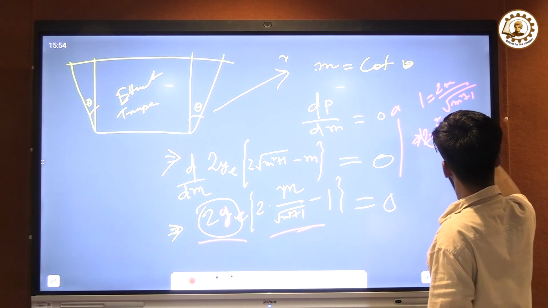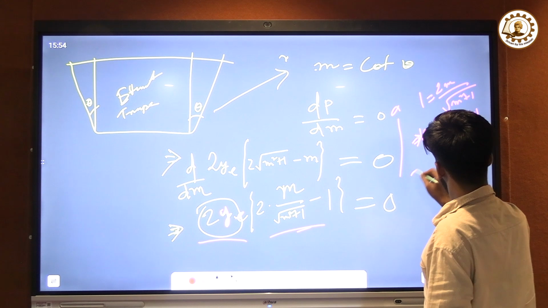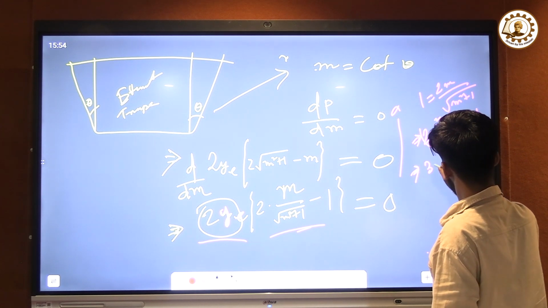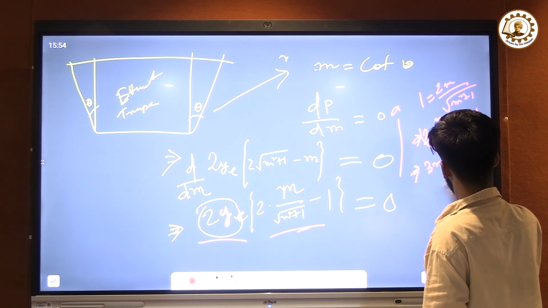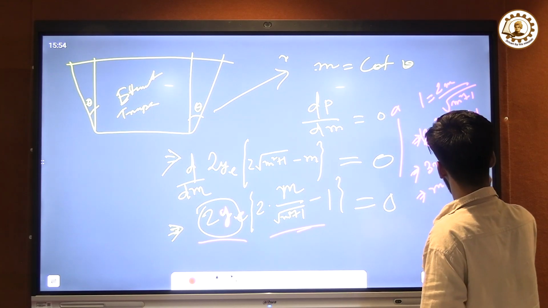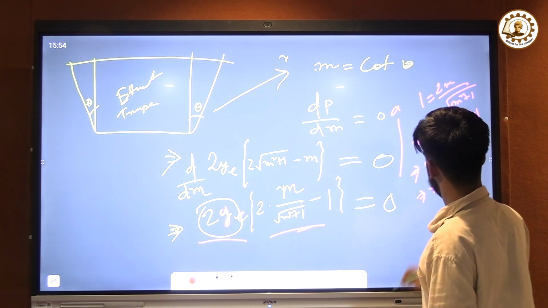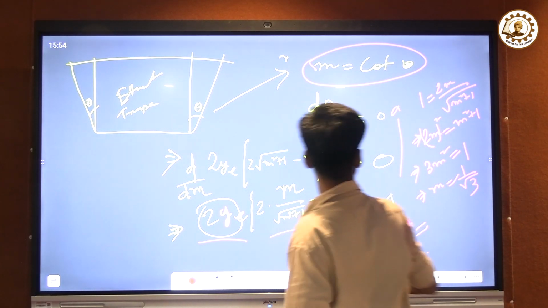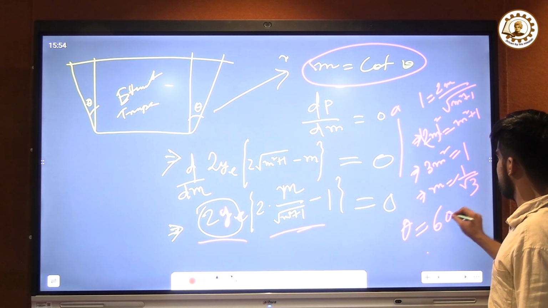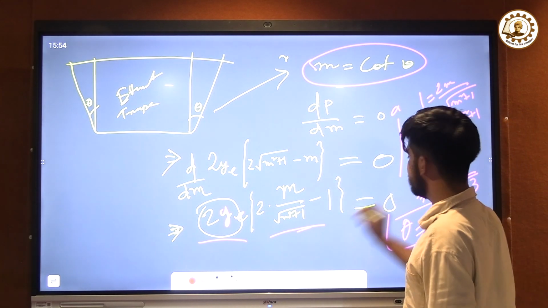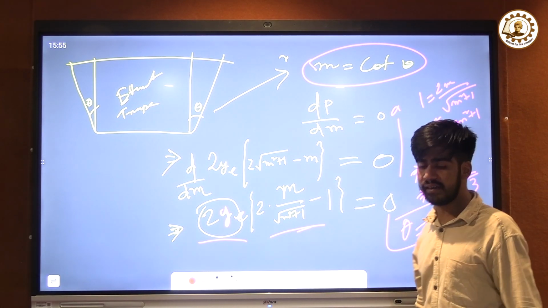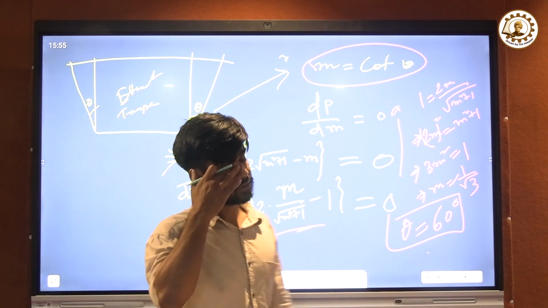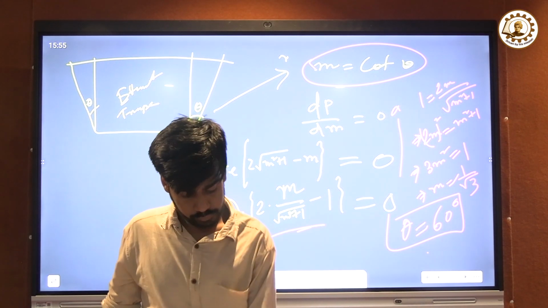so 3m square equal to 1, m equal to 1 by root over 3. Then m equal to cot theta, you can see. So the angle theta of the side slope for an efficient trapezoidal channel will be 60 degrees.